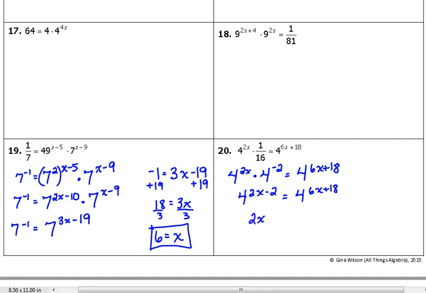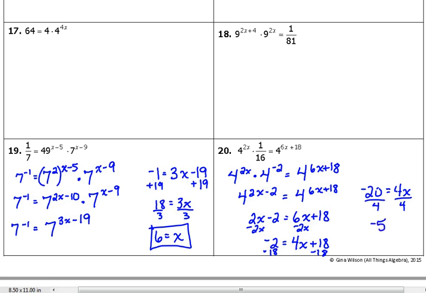Set those exponents equal to each other. 2x minus 2 equal to 6x plus 18. Subtract the 2x. Subtract the 18. Negative 20 is equal to 4x. Divide by 4. Negative 5 is equal to x.